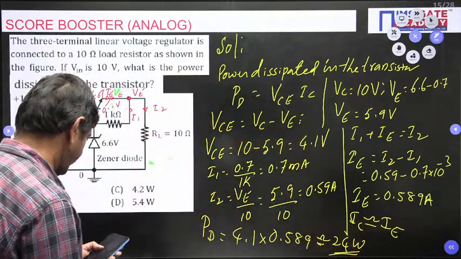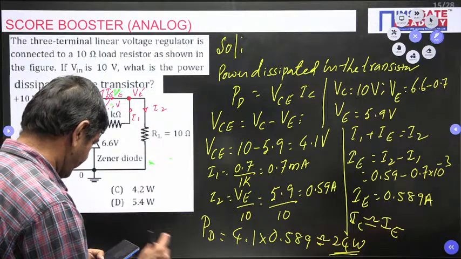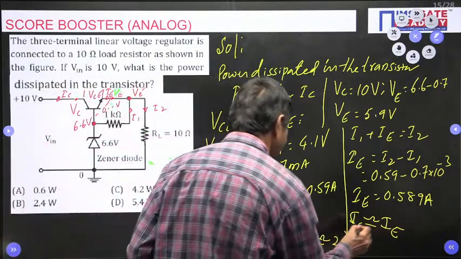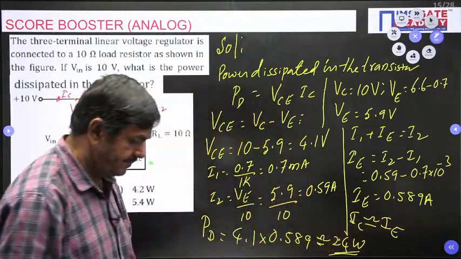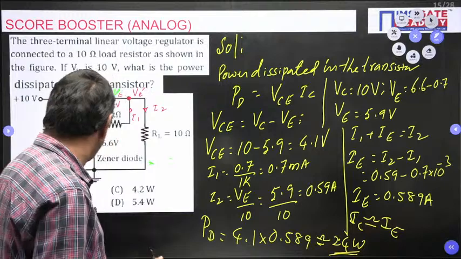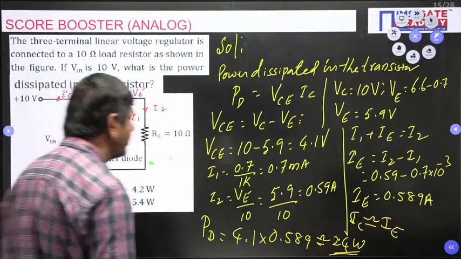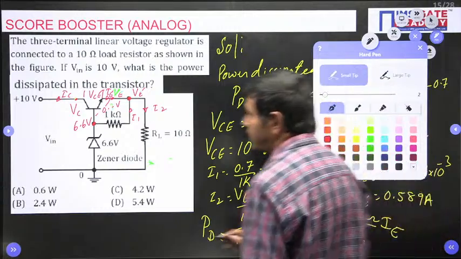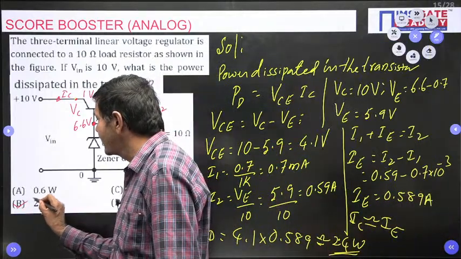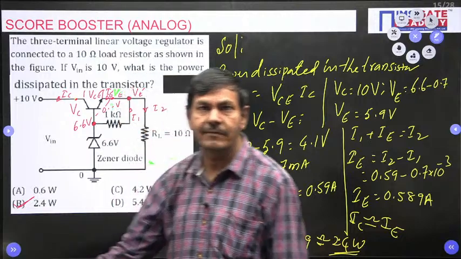2.4 watts or 24? 2.4, sorry, it comes as 2.4. So finally, the correct option is B, 2.4 watts. Option B only is correct. That way we get the answer.